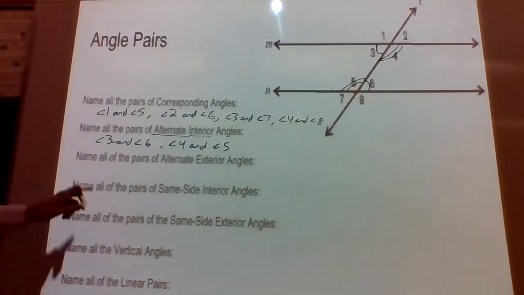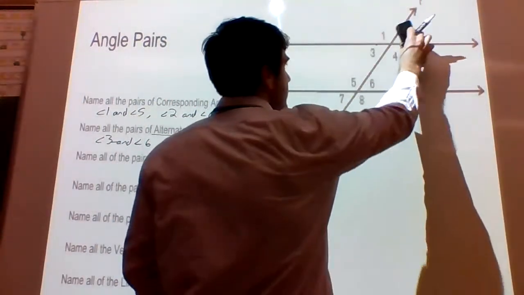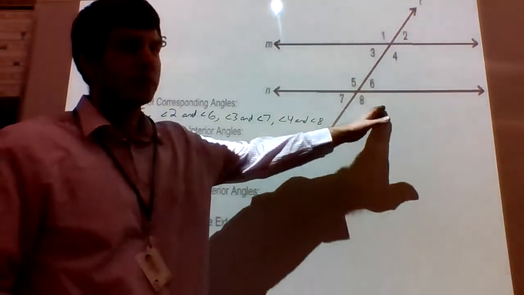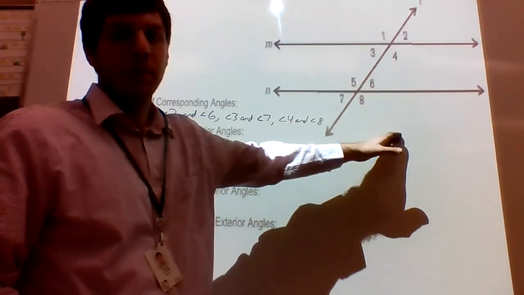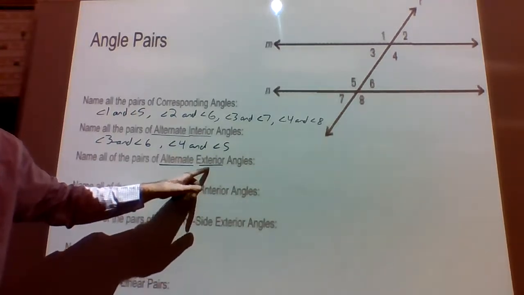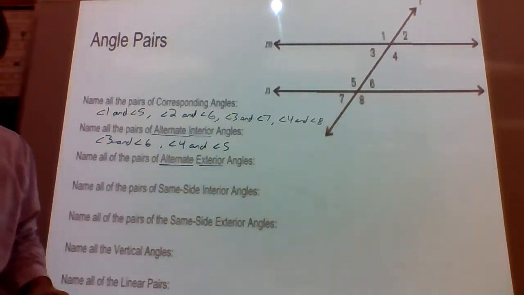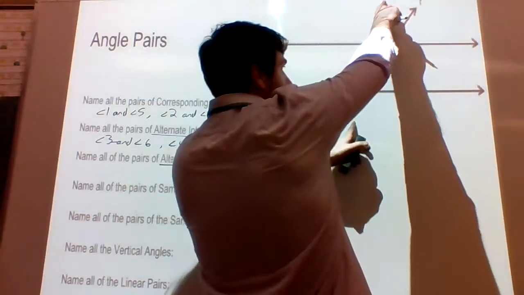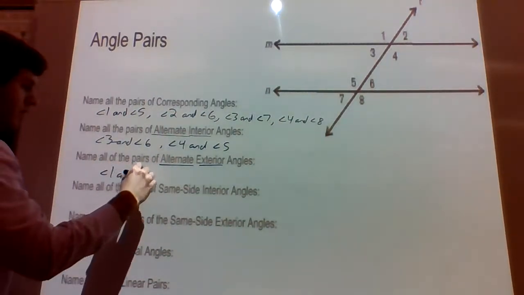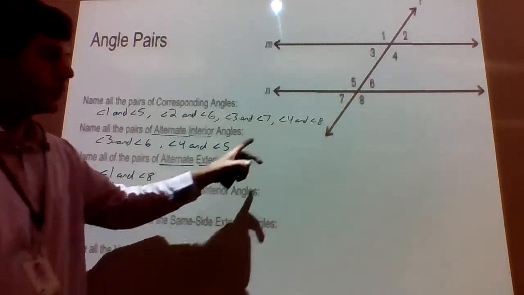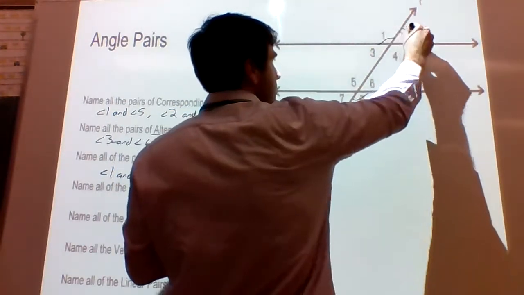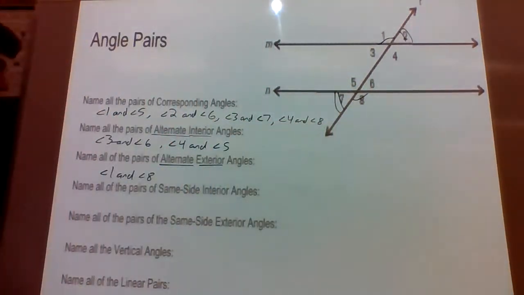Name all the pairs of alternate exterior angles. Okay, so again, alternate and exterior. So alternate sides of the transversal, so opposite sides of the transversal. Okay. And then exterior, meaning on the outside. So we want to be on the outside of the two lines M and N. So on the exterior and alternate side, so that's going to mean one and eight. And the other one is going to be seven and two. So one and eight, two and seven are alternate exterior.